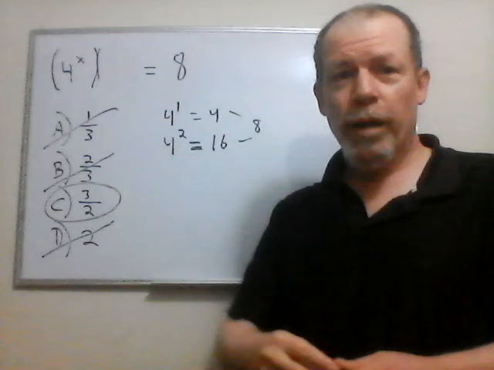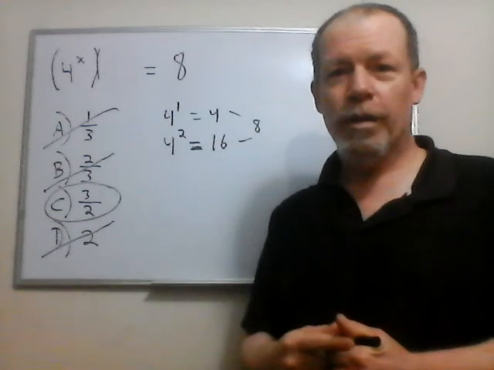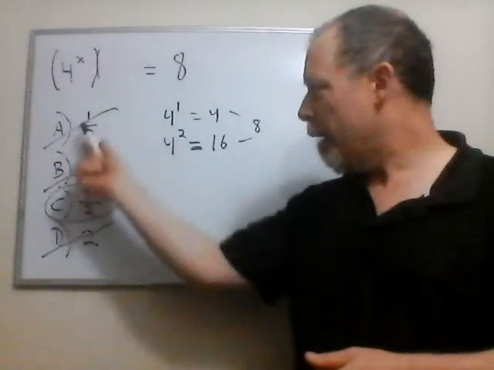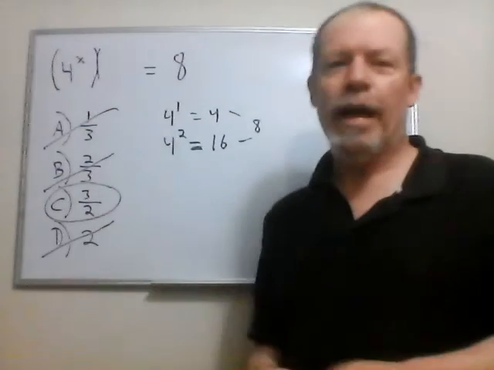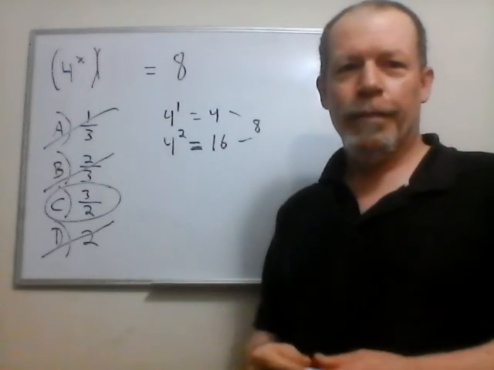You don't really have to be very secure with your rules about exponents in order to eliminate these 3 answers. You don't really have to solve for x. All you have to do is constrain x to a range where only one answer is left.